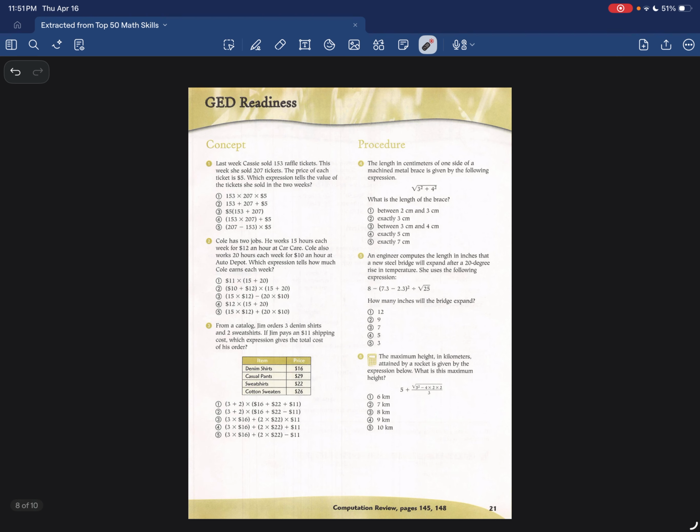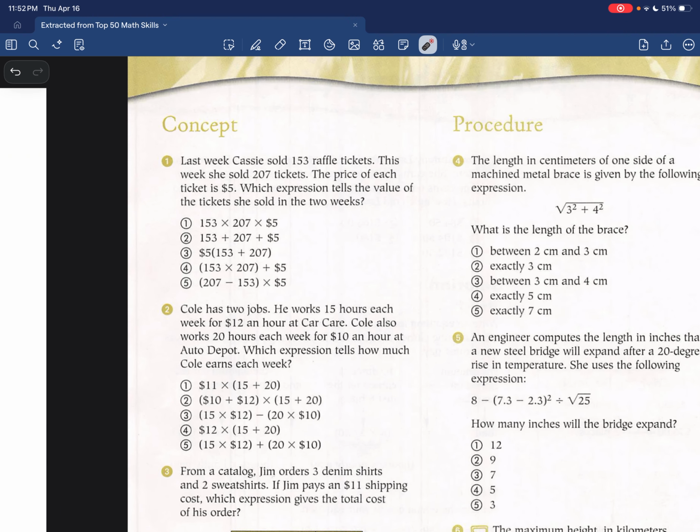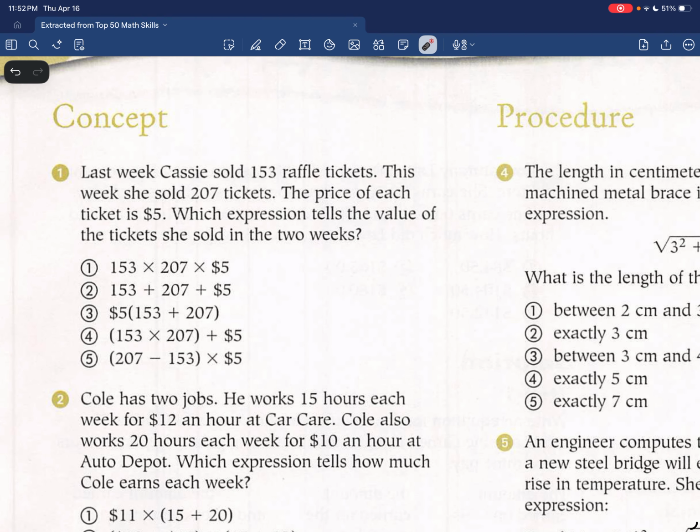All right, let's take a look at page 21. We have concept and procedure. There is no application on this page. My favorite part is missing, and that is actually all there is. So, okay, we'll just have to do concept and procedure this time.